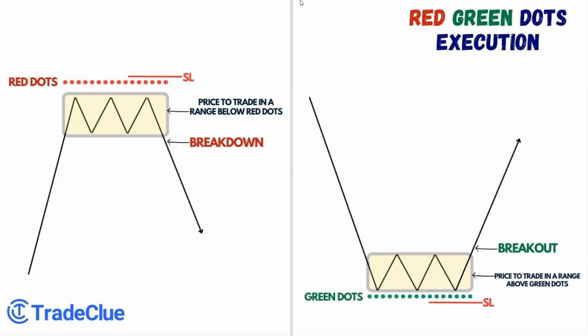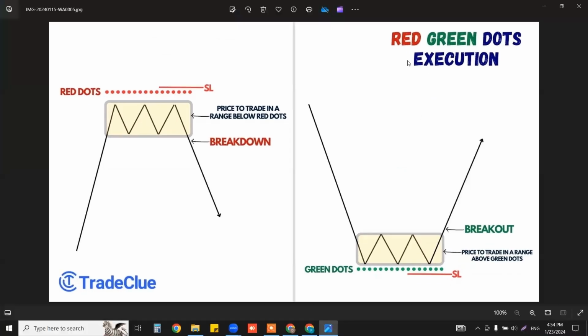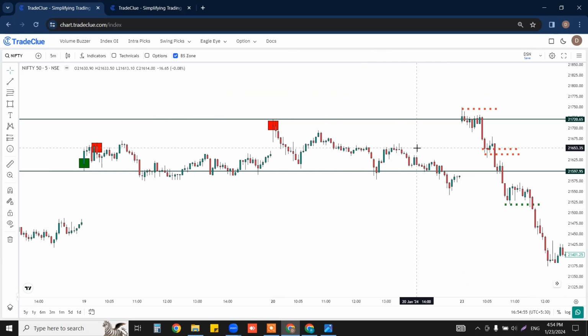Now, the most important thing about this strategy is that during the live market hours, these red and green dots will help you understand where to execute your trades. As you can see, these red and green dots appear during the market hours and they get generated on your TradeClue charts only when there is a heavy change in open interest.